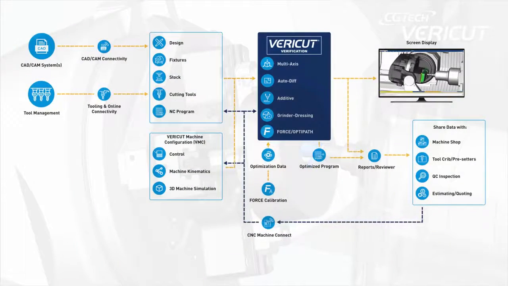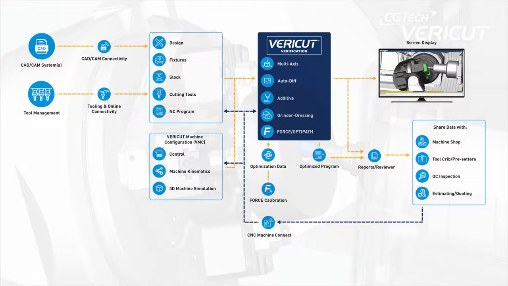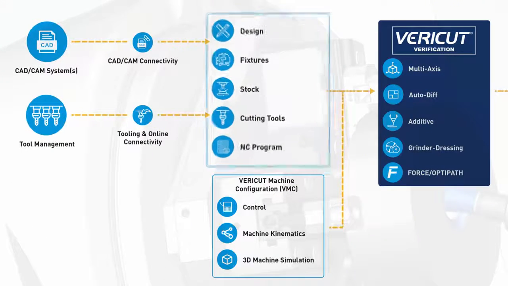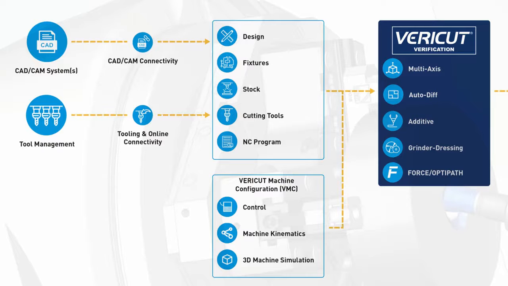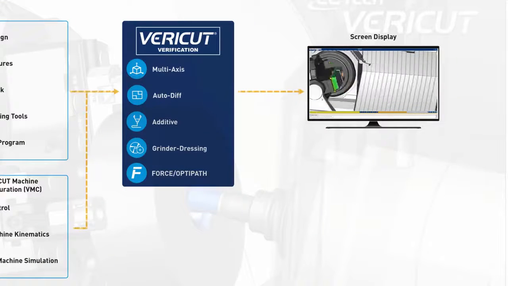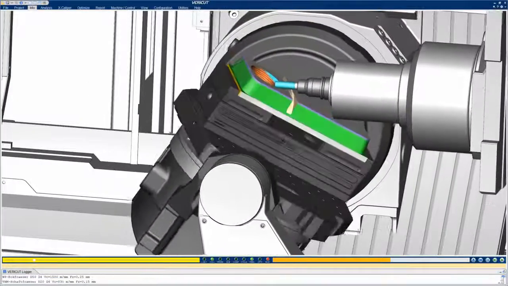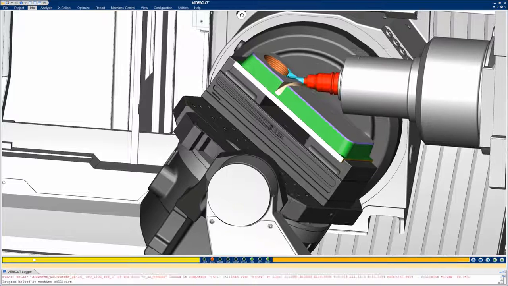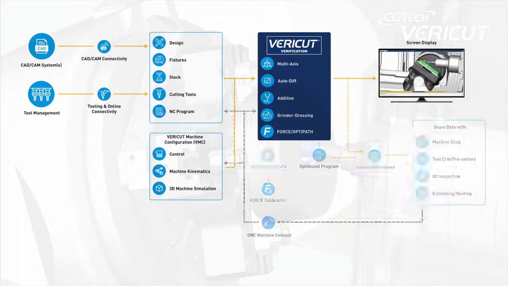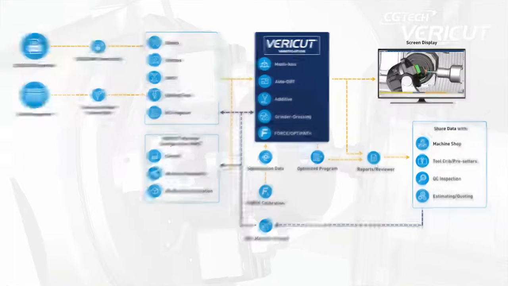What is Vericut? Vericut is a software for simulating CNC machining processes. Import the NC program, the workpiece, the tools, and a 3D model of the machine to watch and interact with the machining process from start to finish. While the NC program is running, Vericut monitors and logs any collisions and other errors. This is its core functionality, but it's also capable of much more.